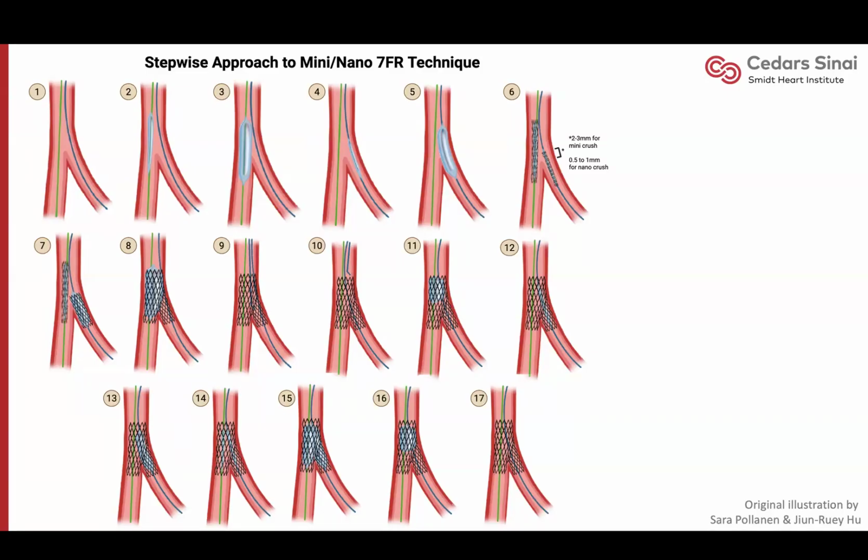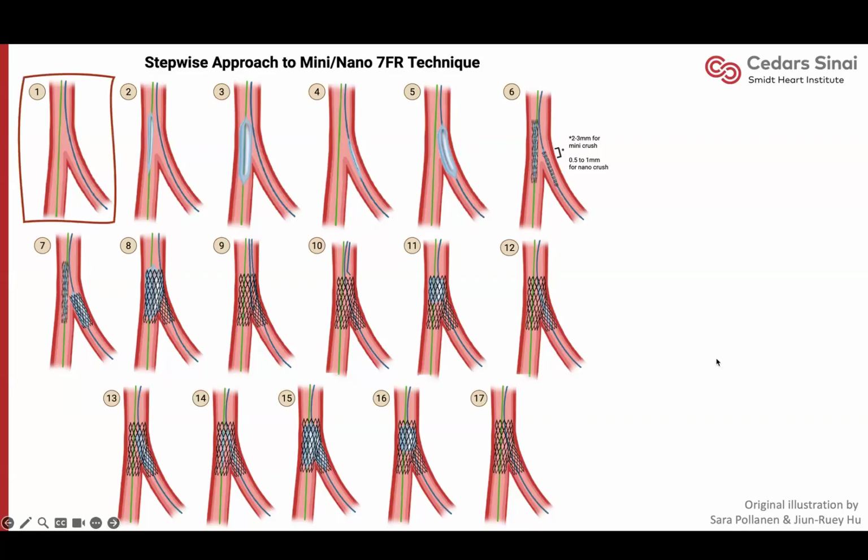The 7 French technique is preferred over the 6 French technique as the 7 French technique provides more stability and allows for the advancement of two stent delivery systems together. Whereas in the 6 French technique, which I'll show you in the next screen, you're going to have to deliver the two stent delivery systems in a step-by-step manner instead of parallel. So let's go through the steps.